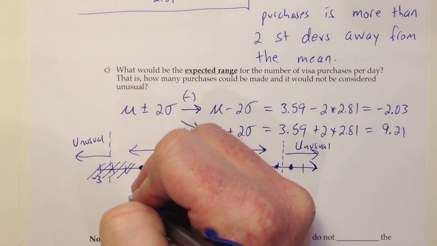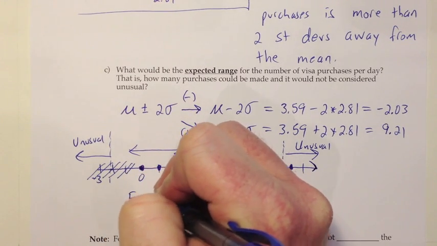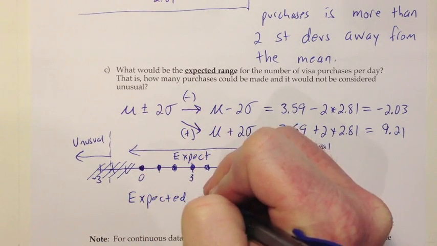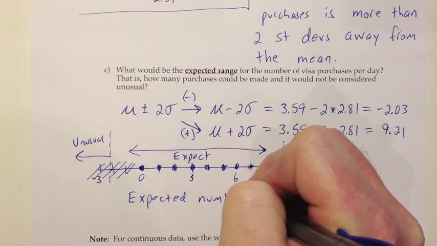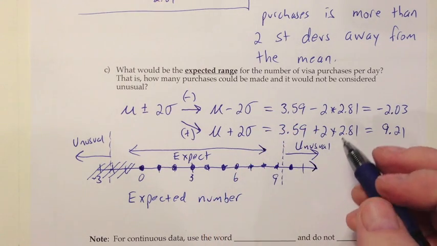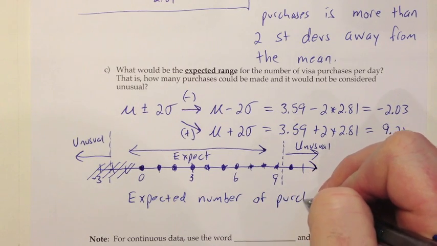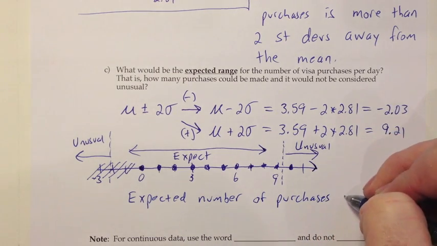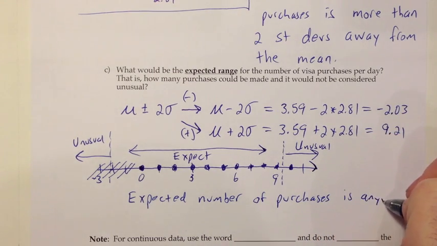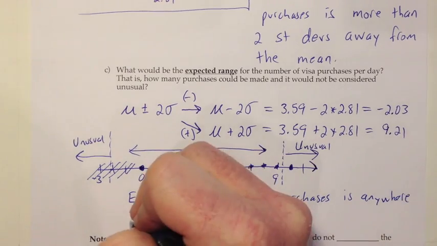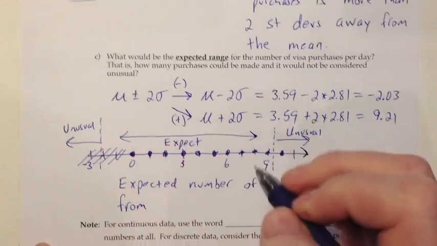And I'm going to say the expected number of purchases is anywhere between, or actually from, 0 to 9 purchases per day. So anywhere from 0 to 9 purchases per day.